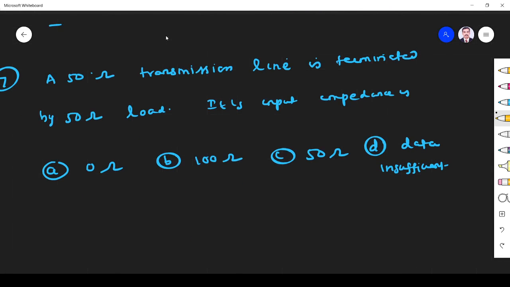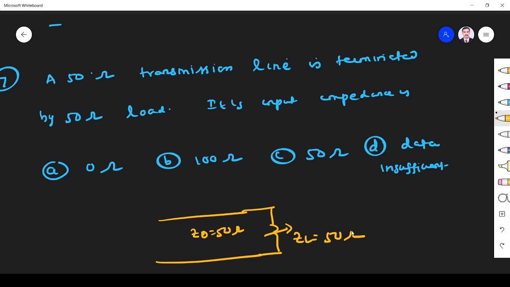Next one. A 50 ohm transmission line is terminated by a 50 ohm load. So this is a transmission line. The line impedance is 50, that is, the characteristic impedance is 50. It is terminated by a 50 ohm load. What is the input impedance?